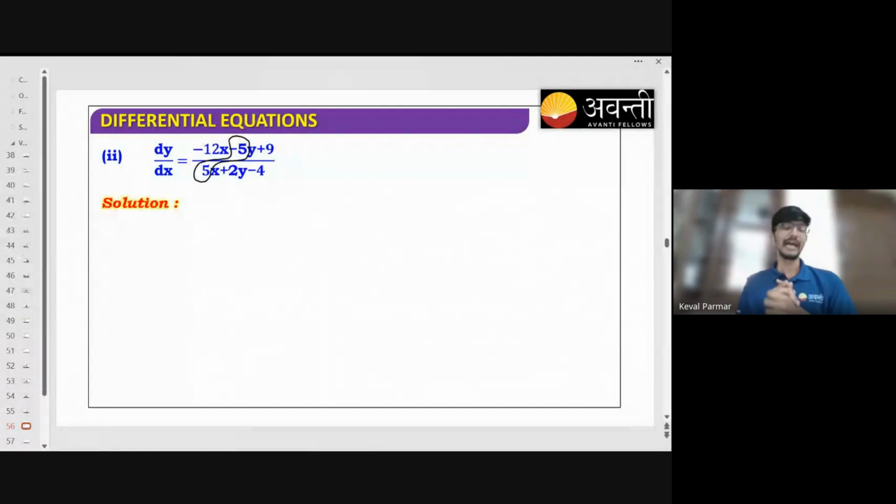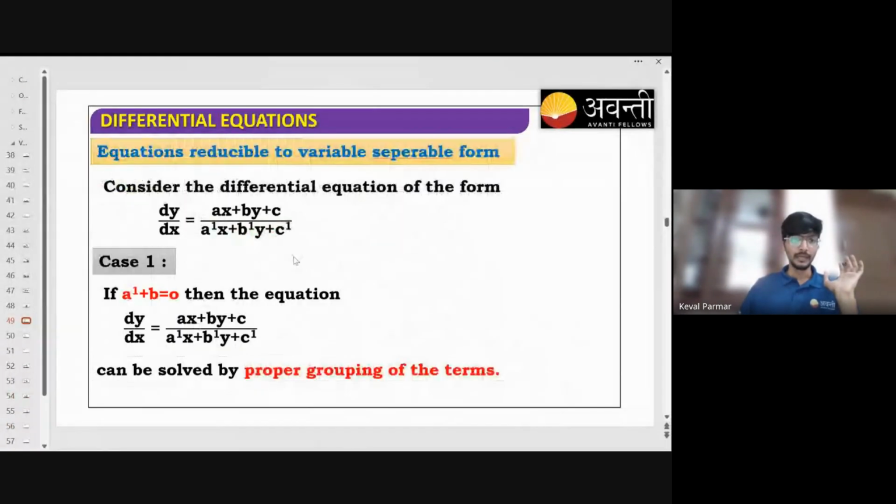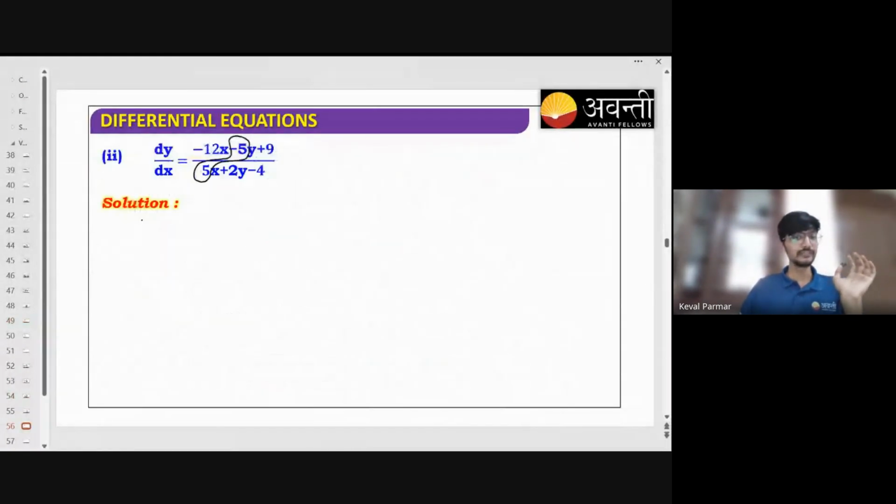This means this is case 1. I already told you, I'm repeating again because it's important. We will see this in more detail as exact differentials; we are just introducing it here. So how to identify case 1? Coefficient of y in the numerator, coefficient of x in the denominator. Add those. If we get 0, that means it can be solved by proper grouping of the terms. What is meant by proper grouping? Proper grouping means you have to make exact differentials. Let's see how it is solved. We cross multiply.